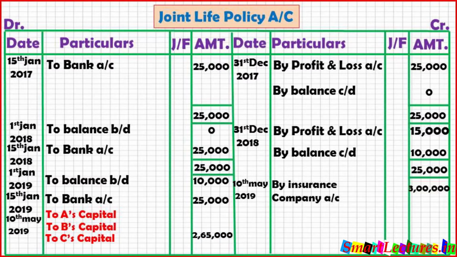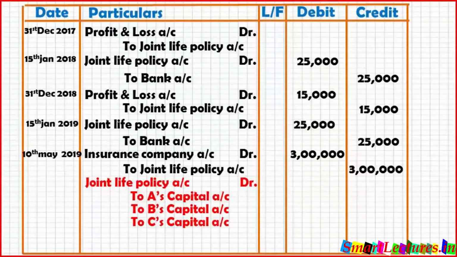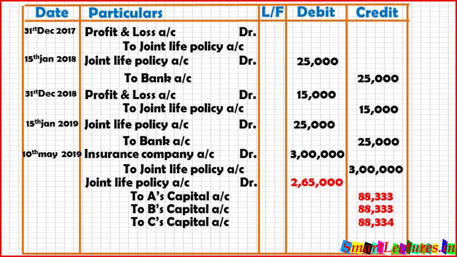So to A's capital, to B's capital, to C's capital. You can write down in the inner column 88,333, 88,333, 88,334. We couldn't write down this amount in the journal entry earlier. Now we can complete the journal entry. That will be joint life policy to A, B, C 265,000, 88,333, 88,333, 88,334. In this way, the asset method is tackled.